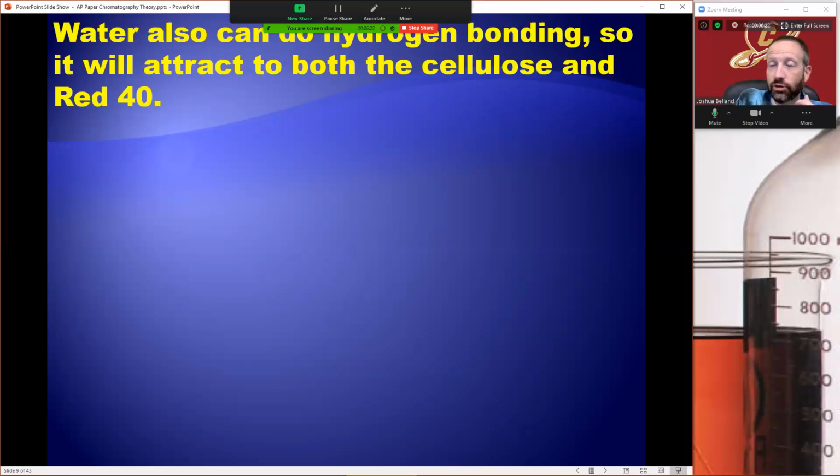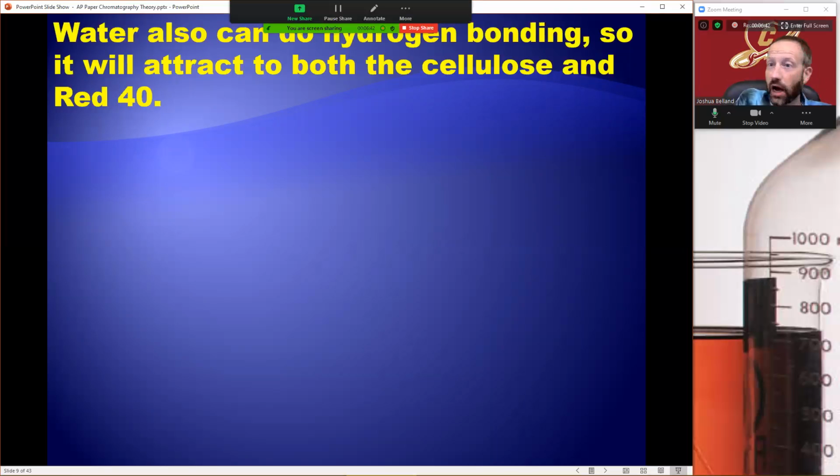Because that's what I'm going to use as my movable phase in our class, and in this example, I'm going to use water. Could water do hydrogen bonding? I hope you're shaking your head yes. Water is the very quintessential molecule of hydrogen bonding.